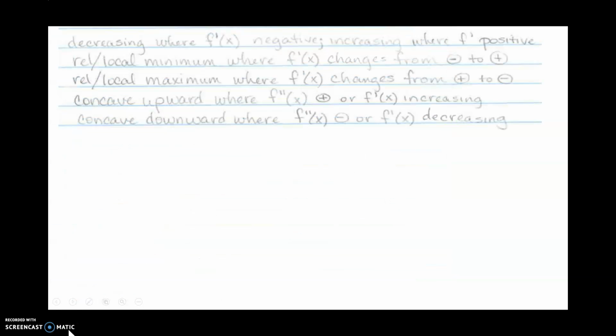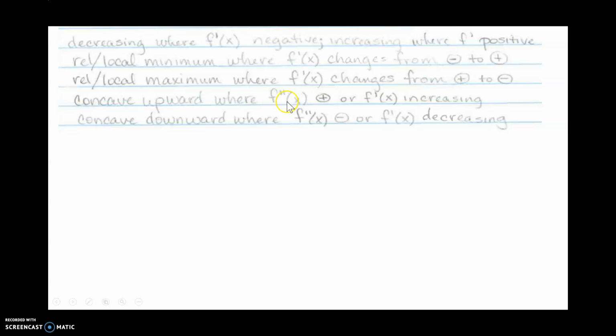All right, so then just a little bit of review. Remember that anywhere your derivative is negative, your original function is decreasing. And where your derivative is positive, your original function is increasing. Anywhere your derivative changes from negative to positive, you have a relative minimum, and anywhere your derivative changes from positive to negative, you have a relative maximum.